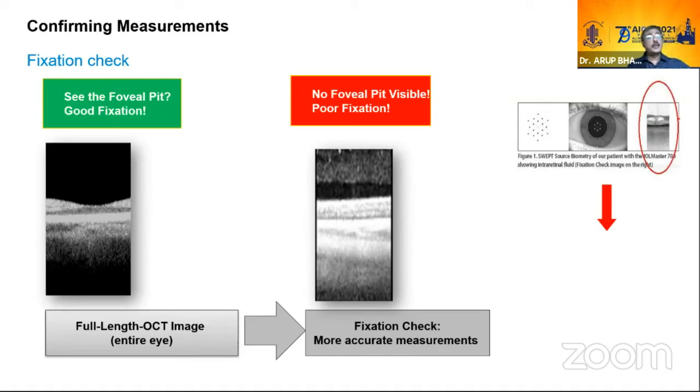Whenever you measure the axial length, it actually hits the fovea, and you get the actual axial length, and you can check the foveal pit in every scan. In the quality check, if you do not see the foveal pit, there is poor fixation.